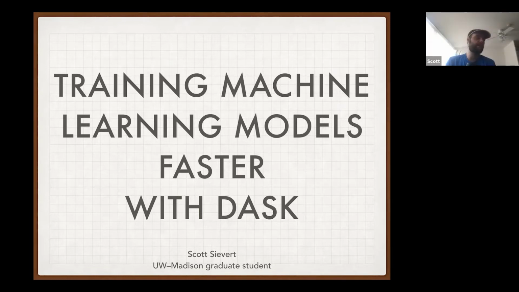Thank you. So today I'm going to talk about, as was just said, training machine learning models faster with Dask. I'll explain what that means and exactly what's required on these slides.